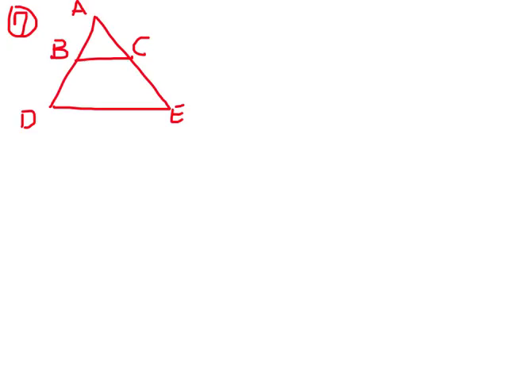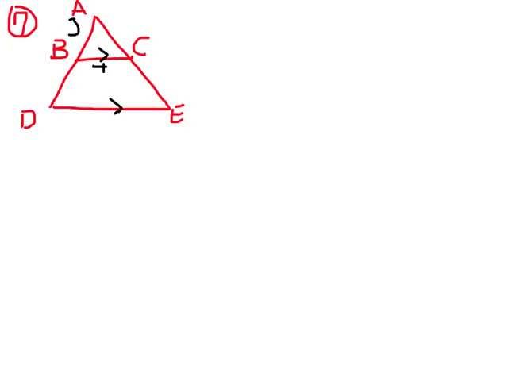Okay, so if you look at number 7 on that same page, they tell us some information. They tell us BC is parallel to DE. That means I can use the side splitter theorem if I want to, and I want. So AB is equal to 3. BC is 4, so that's right here.